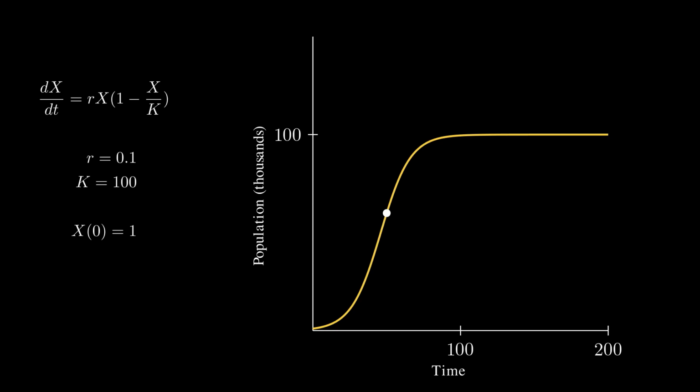But then as the population gets larger and larger and closer to k, the growth starts to level out and slow down until eventually it levels out completely when the population reaches the carrying capacity, and from there it stops growing and stays at the carrying capacity level.